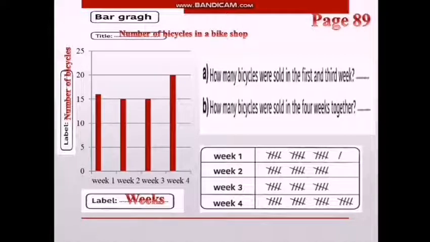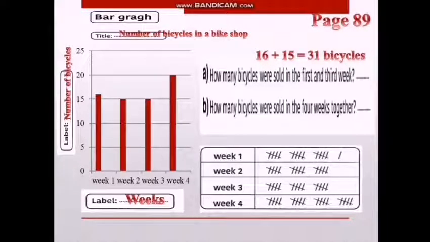Now I can answer the question. How many bicycles were sold in the first and the third week? Looking at the first week, it's 16, and the third week, it's 15. Can I add them? Yes. 16 plus 15 will be 31 bicycles.